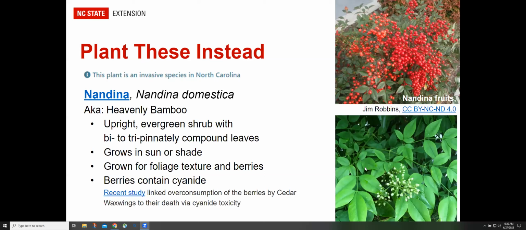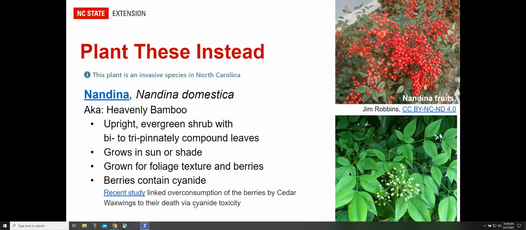It's very adaptable to grow in sun or shade, and that allows it to establish in woodland areas. And other than the foliage, it's often typically grown for the berries, which are very striking, but they do attract the birds. And actually, in areas where there's a lot of Nandina and not a lot of native plants that have berries available to birds, it's been found that birds, particularly cedar waxwings, will just eat these Nandina berries, which contain cyanide, and it has caused death of the birds by cyanide toxicity.